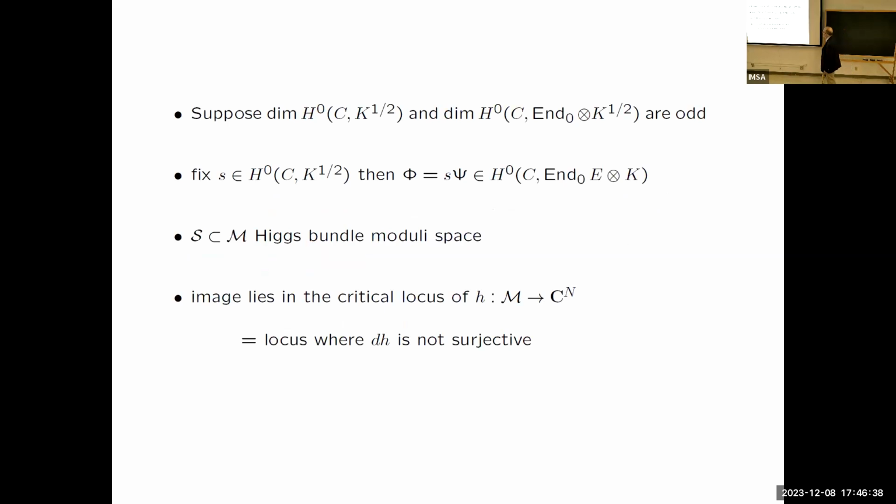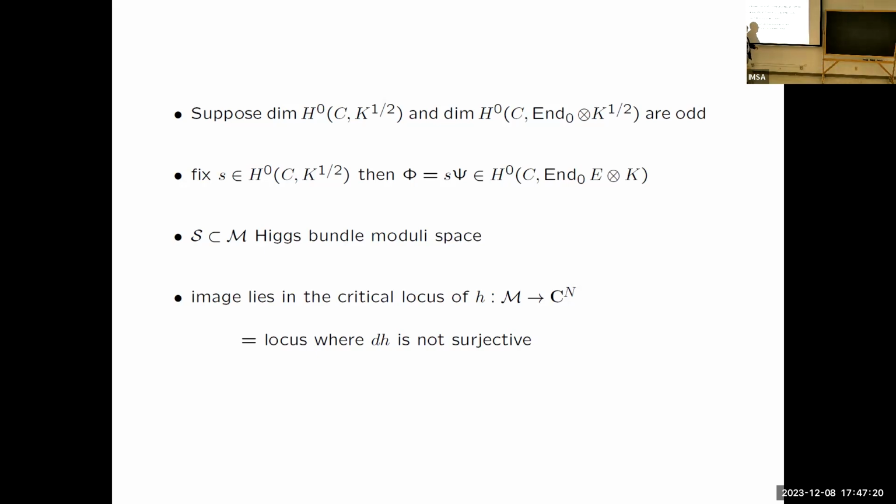Well, here's one. So suppose that both of these are odd, both the k to the half and endomorphisms of k to the half. Then we can take a section here, fix it, and then for any Spinor-valued Higgs field, we can multiply by S and get a section of this. So this is again spinors, tensor spinors are formed, except one of the spinors is matrix valued. And this gives us an embedding of the spinor moduli space inside the Higgs moduli space.